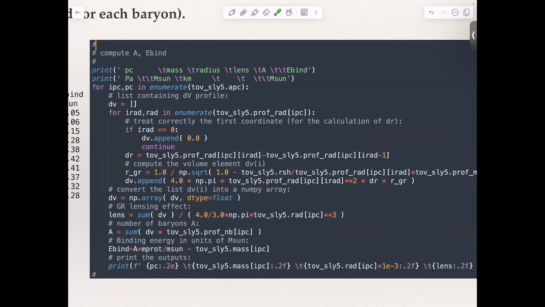In a way, it is very similar to what we have done previously. So for instance, I want to compute the volume element. So I define it as a list, and there will be as many volume elements as points in my mesh. But let's assume that I don't know how many points I have. So I will just append.